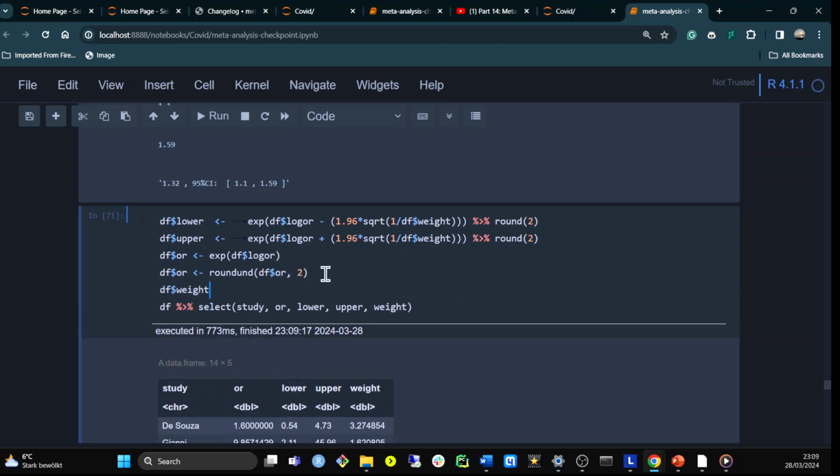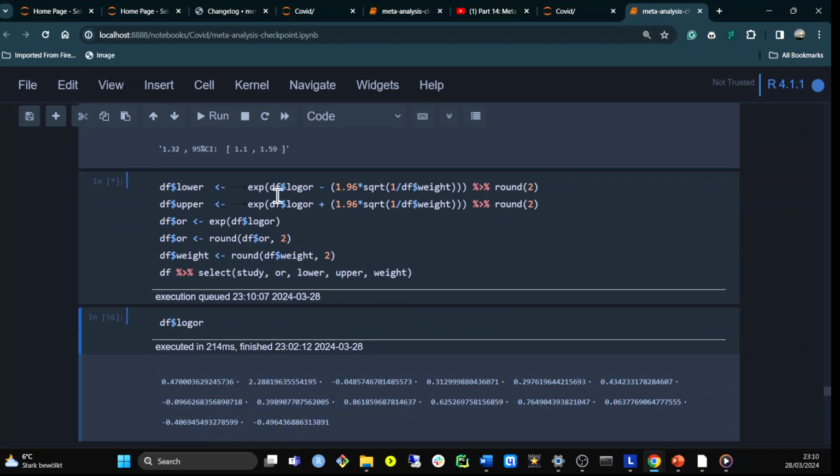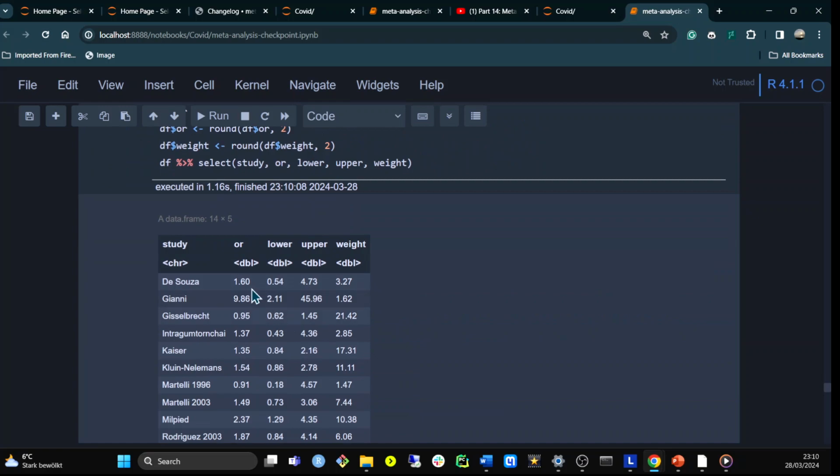actually, round df weight in what? In 2 significant digits, but I have some errors here. Jupyter Notebook is writing faster than I do. Now I should get all the values in 2 significant digits.